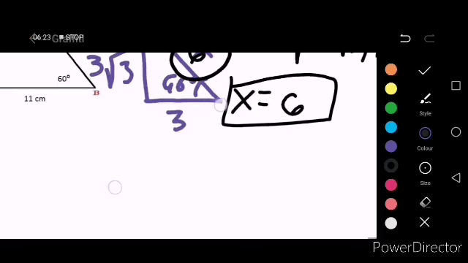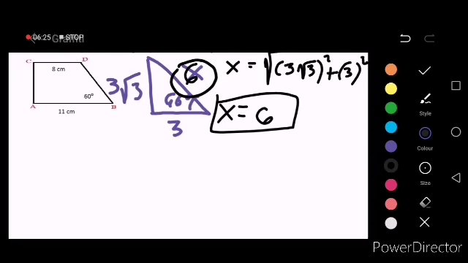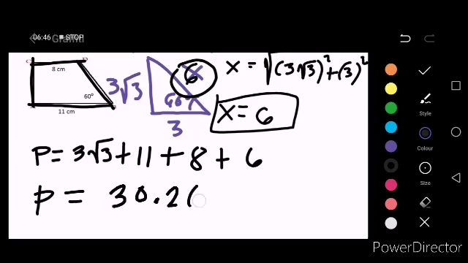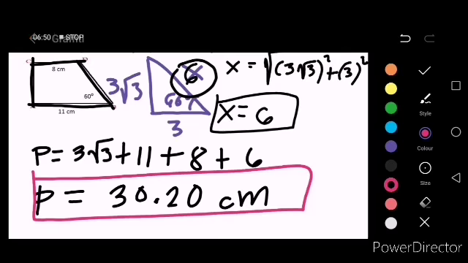Therefore, we can now solve for the perimeter of the given. And the perimeter is just equal to what? I-add nyo lang lahat ng sides. Ganun lang yun. So, if this is 3 square root of 3, ito, then this is 11, then this is 8, then this is 6. Ano ang perimeter natin ngayon? Yes, it's 30.20 centimeters. And final answer.